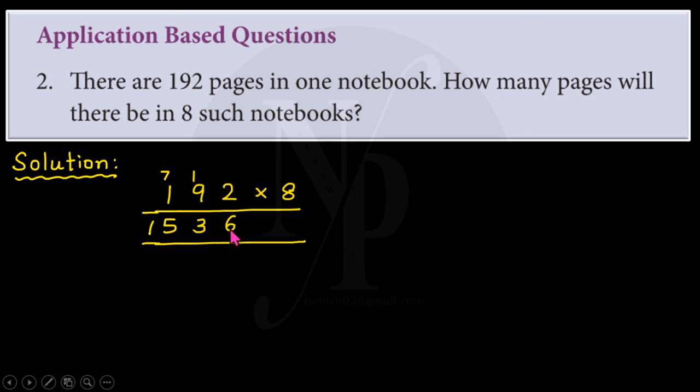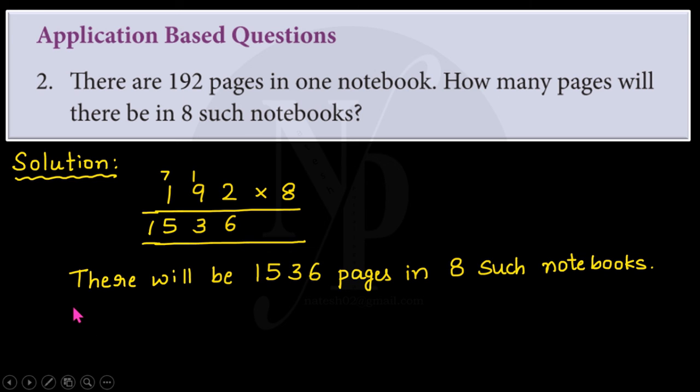What does this number represent here in this question? So this is the number of pages in 8 notebooks. Therefore you should write there will be 1536 pages in 8 notebooks. So there will be 1536 pages in 8 such notebooks. So this is the concluding statement of this problem. Now let us move to the next question.